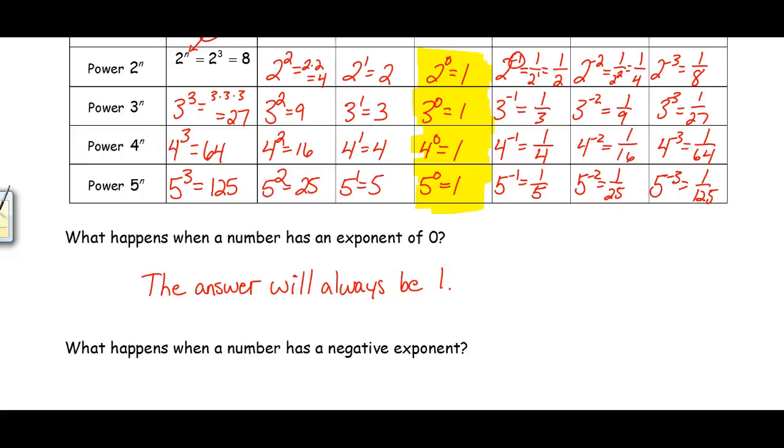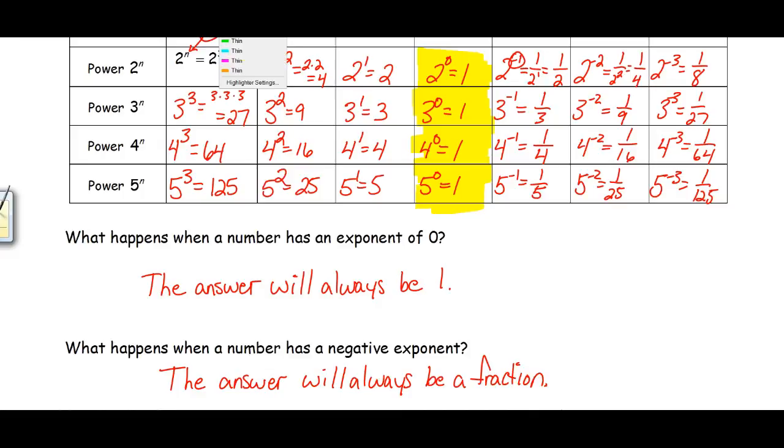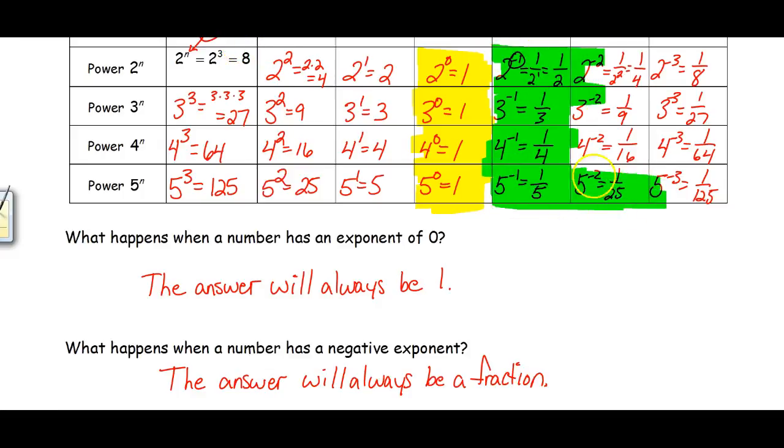What happens when a number has a negative exponent? The answer will always be a fraction. So what you're doing is taking a look here at this one. Notice how all the answers are always fractions.